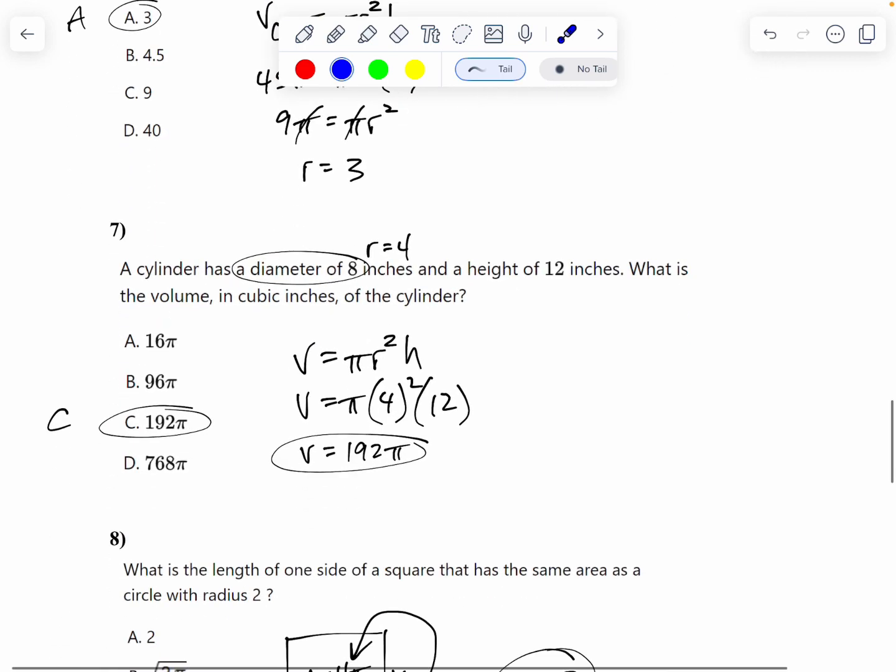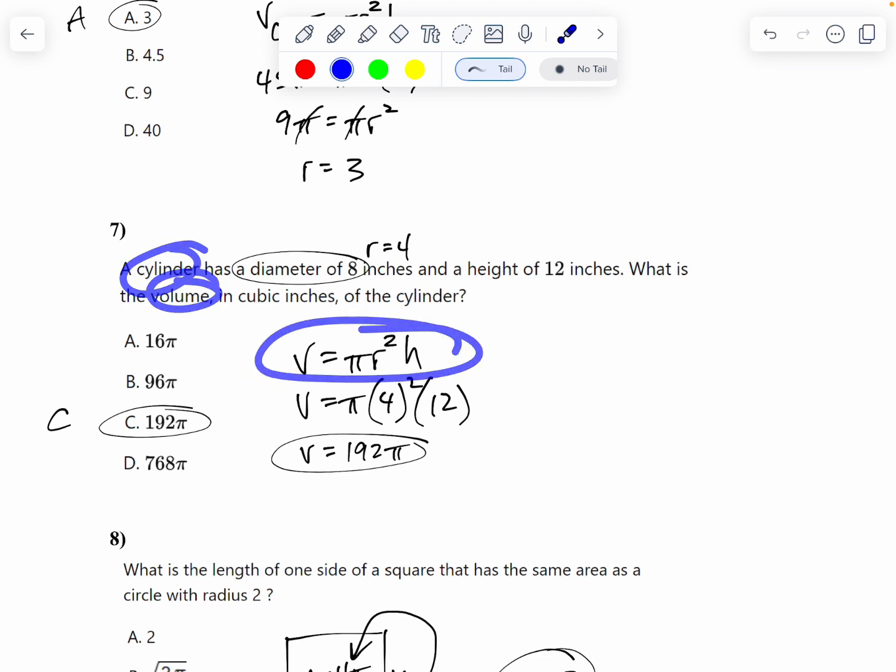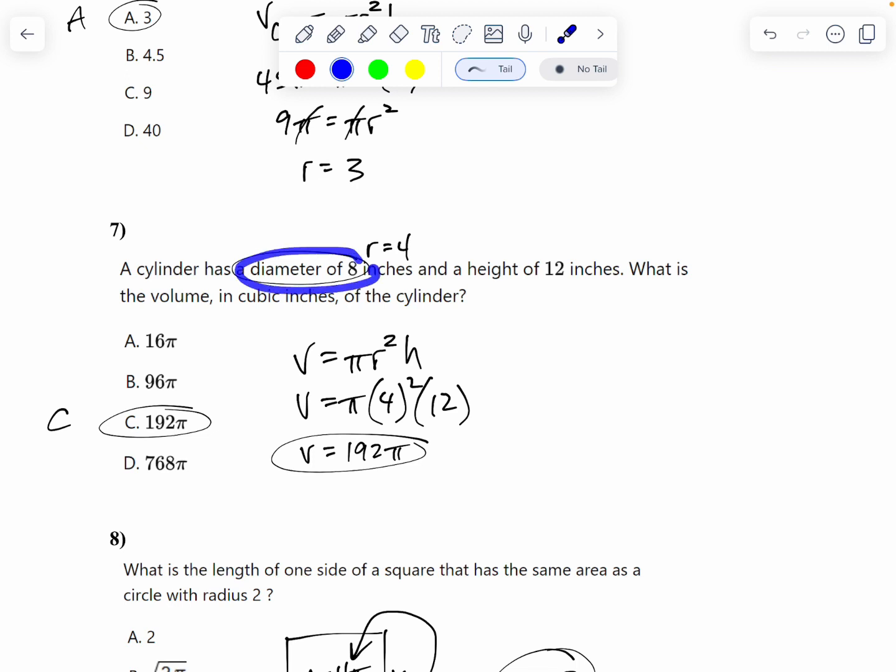Okay, number 7. We again have a cylinder, and we're talking volume, so notice I just wrote the formula right away. The formula from the formula sheet that you do not have to have memorized, which is a beautiful thing. And it has the diameter of 8, and I know that there's an r in my formula, so be careful about that. That's one of the ways that SAT will try to see if you're reading carefully, right? This is the diameter, we need to know the radius. So the radius is what goes into the formula. And the height is 12, and so that's actually very simple. Just follow your order of operations. We're going to take 4 squared, which is 16, and then times it by 12, which gives you 192 pi.